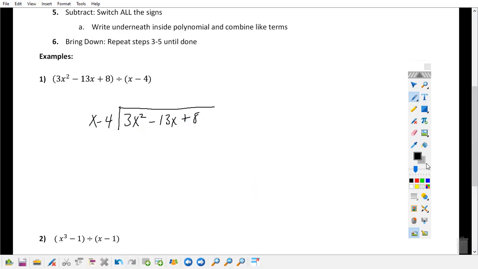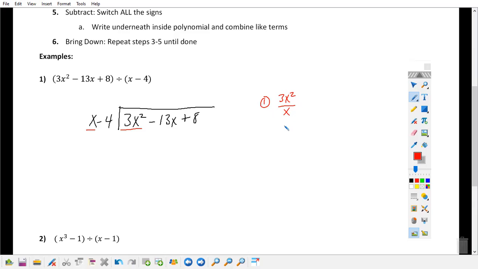Okay. Step 3 is just asking you, you're going to divide your leading terms. Okay. It's always with the leading terms. So right now, our leading term is 3x squared. So we're going to divide 3x squared by x. So I'm going to do 3x squared divided by x. This right here eventually should be something you're doing in your head. But as you're learning it, you should write it out.